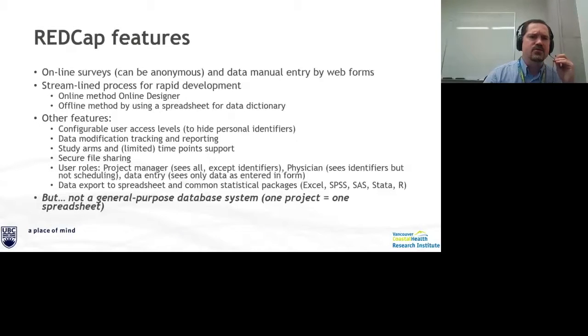For example, user roles: you might have a project manager who sees all of the data except possibly identifiers. You can set it up so you have a physician who is able to see participant information such as patient name if it's a clinical study. And you can have data entry people who only see the data entered as forms and can't access anything else.